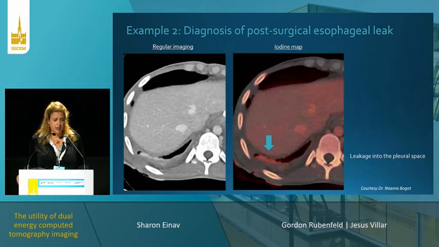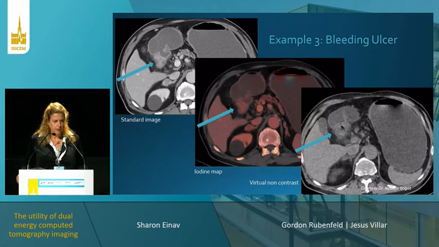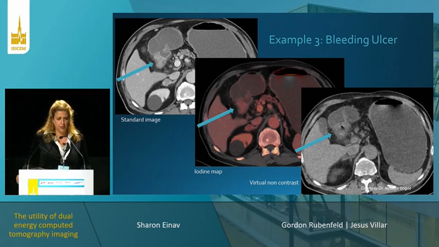Here's another example, the same example, where the leak was actually observed in the pleural space, which you can see in red, and it's much more obvious, I think, than in the regular CT. Third example is a bleeding ulcer. Because blood has a high content of iodine, you can simply erase new blood if you want, and that way you can see a leak if it's there.